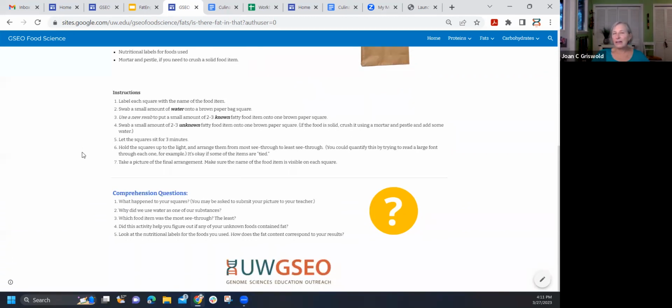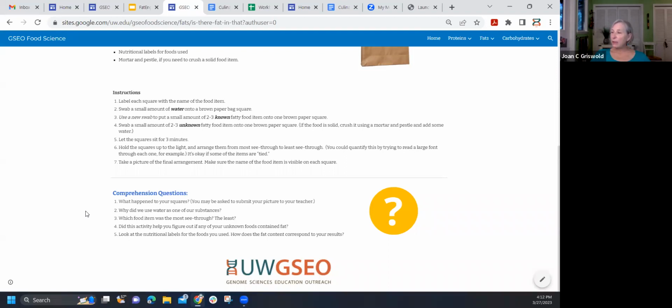And if you're in a culinary lab, it's pretty easy to find things around. If you're a biology teacher, it gets a little tricky because food in the science classroom is always not welcome, but as long as they understand that this is not to be eaten in a science lab, then that's okay. Then you let this square sit for 3 minutes, and then you basically arrange them from high to low fat, and it's a conversation about what has fat, were you surprised by any of that, and then some comprehension questions.